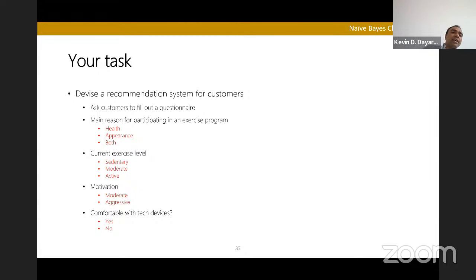So here's the task. What if we want to devise a recommendation system for customers and you ask them to fill out a questionnaire? What is your main reason for participating in an exercise program? Health, appearance, or both? What is your exercise level? Do you sit at home? Do you engage in moderate exercise, or do you engage in active exercise? What is your motivational level? Moderate or aggressive? I guess they don't bother asking people who aren't motivated because they're not going to do anything. And are you comfortable with tech devices? Yes or no?